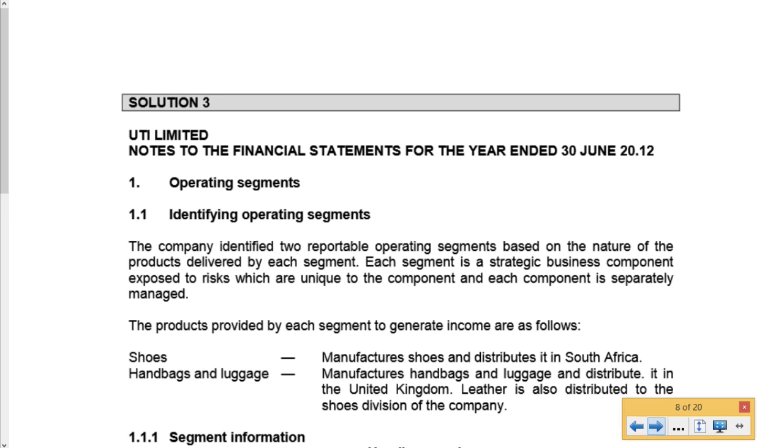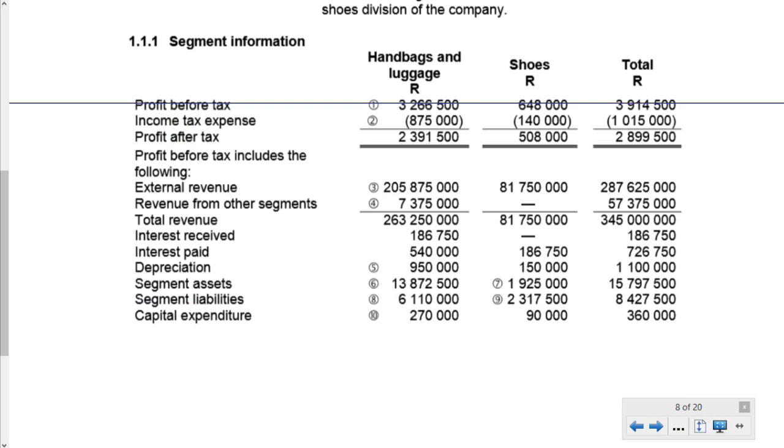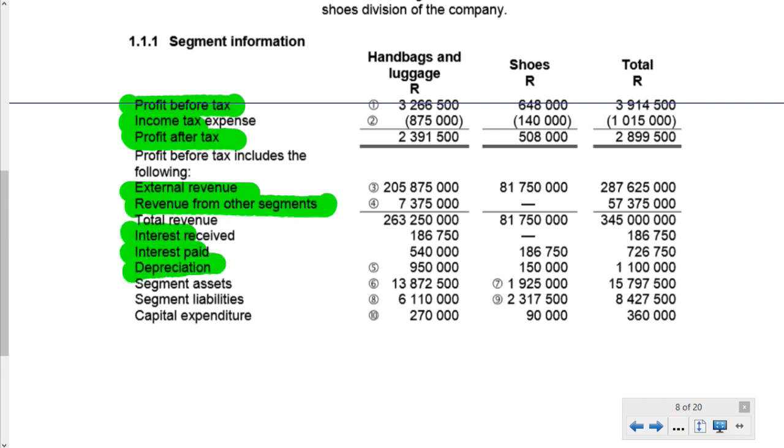Operating segments, identify the segments, and they even go into the products that are provided by each of the segments, right? So here is the story. Okay, then the segment information is this piece. You can see it's a lot more than just what was in the other example, isn't it? So the segment information: profit before tax, tax, profit after tax. External revenue, inter-segment revenue. Then interest received and paid. Depreciation, assets, liabilities, capital expenditure. So you just need to learn the format, right? And then you just need to aggregate numbers to stick into your segment information.